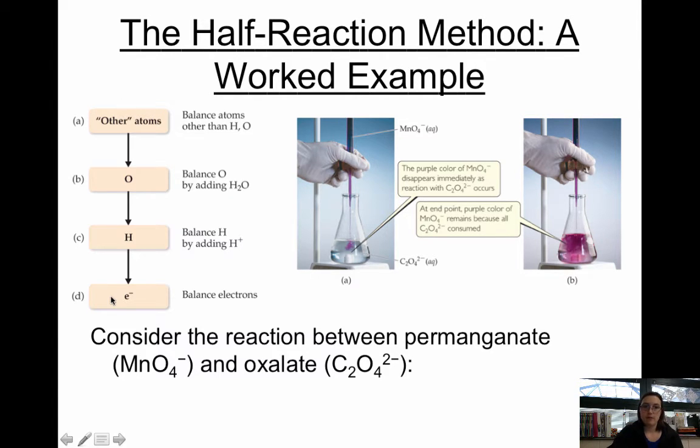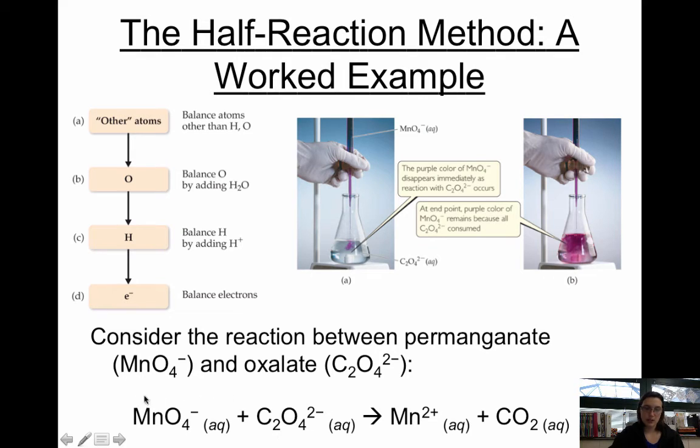Now this graph is very useful because this is actually the step-by-step of what we need to do as we balance. And so what we're going to do is consider the reaction between permanganate and oxalate. So here is the reaction between permanganate and oxalate. We form Mn2+ and CO2.